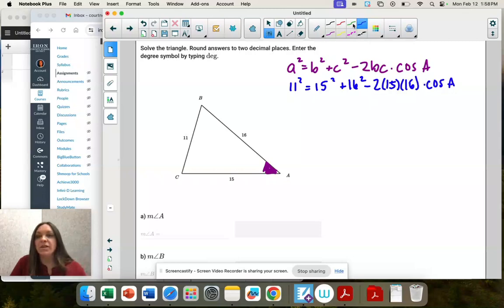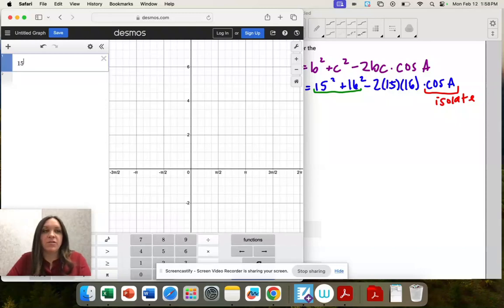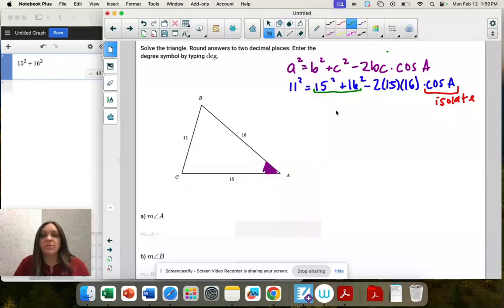Our goal here is to get cosine of A by itself. And once we do that, we will take the inverse. Whenever you're solving for an angle, you have to take the inverse. So I'm going to combine the 15 squared and 16 squared. 15 squared plus 16 squared is 481. 11 squared is 121.